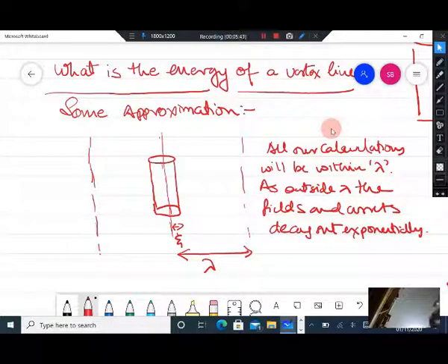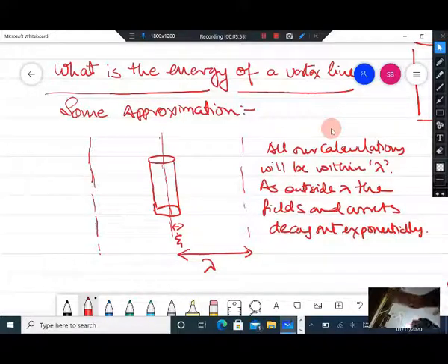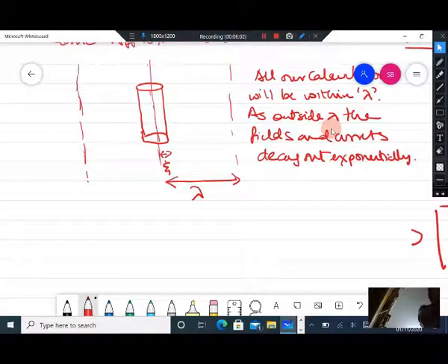Okay, so all the magnetic fields outside lambda decay out exponentially. So all our calculations will be restricted to distances which are within lambda of the vortex. Within a distance lambda of this vortex, we will consider all the effects of the currents and the magnetic fields within this region.